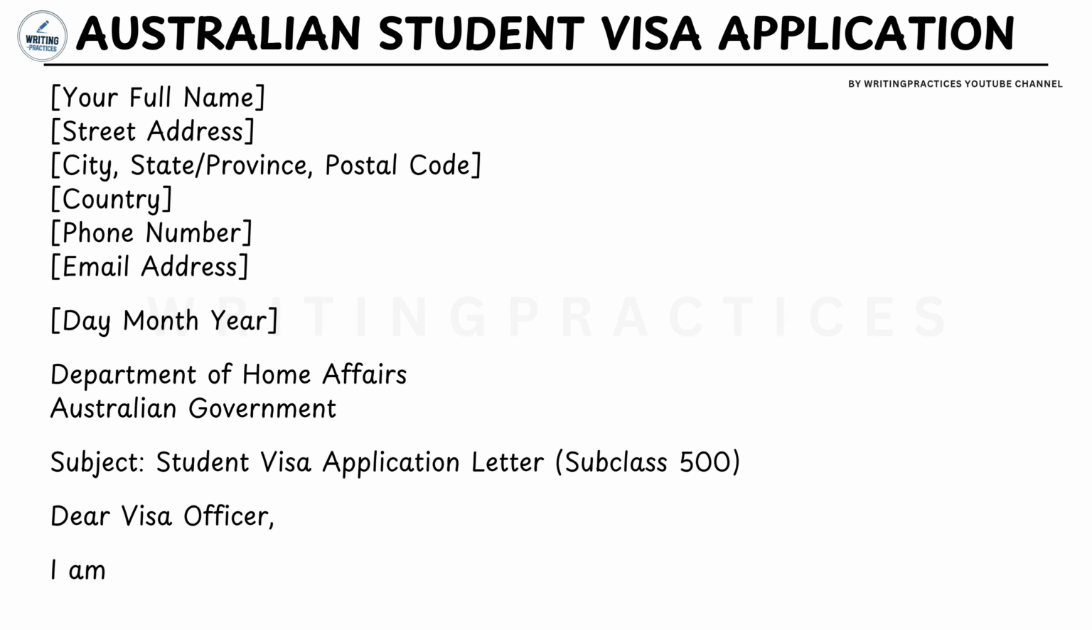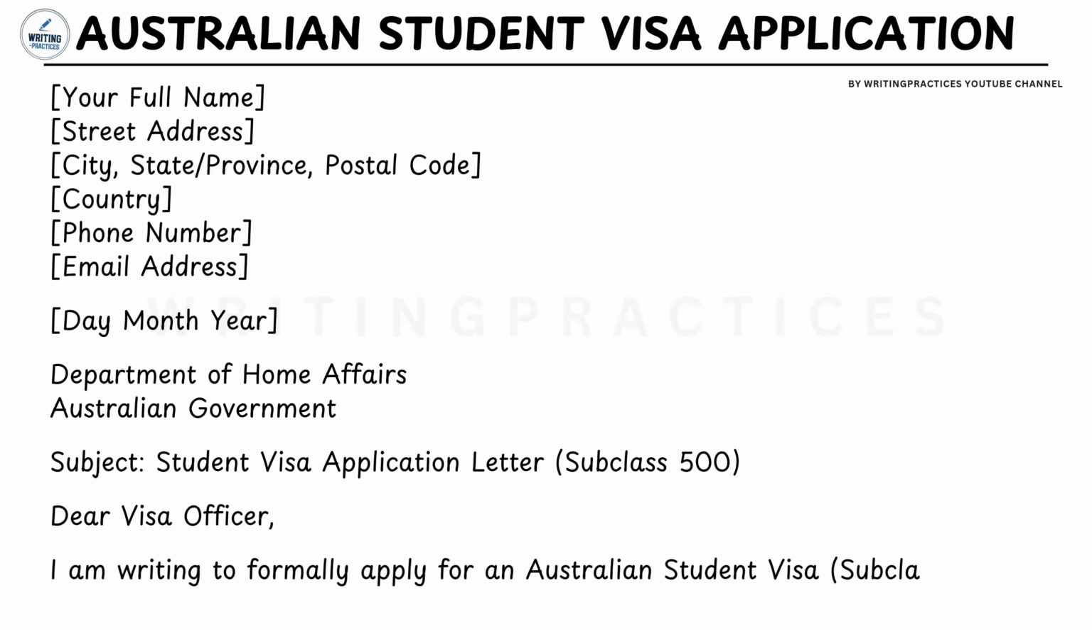First paragraph, purpose of application. This paragraph states the purpose of your letter. Example, I am writing to formally apply for an Australian student visa, subclass 500, to pursue my studies in Australia. This is important because it immediately tells immigration officers why you are submitting the letter. It establishes the main purpose of your application from the beginning. Keep this statement direct and clear.